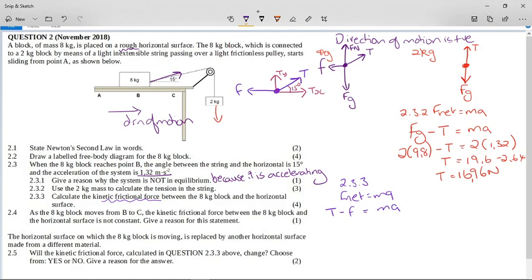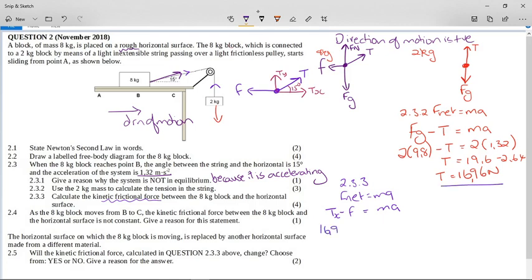Okay, and this is the 8 kilo block. Now the tension in the string, remember the tension in the string is the same everywhere throughout the string, the direction just changes. So this tension's going up and this tension's going that way. But now I've not actually stated this correctly here, T minus F, because these are not in a straight line. It's actually the X component of T as I drew over here. So we know a value for T, it's 16.96 newtons.